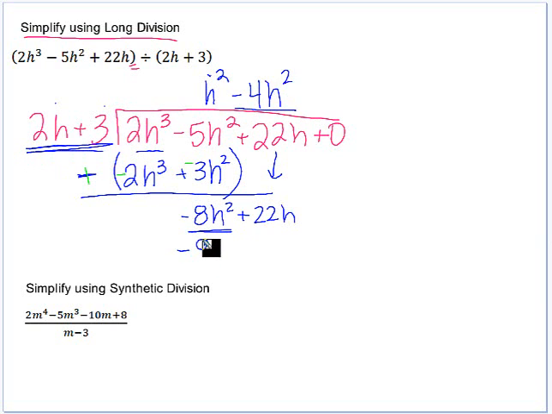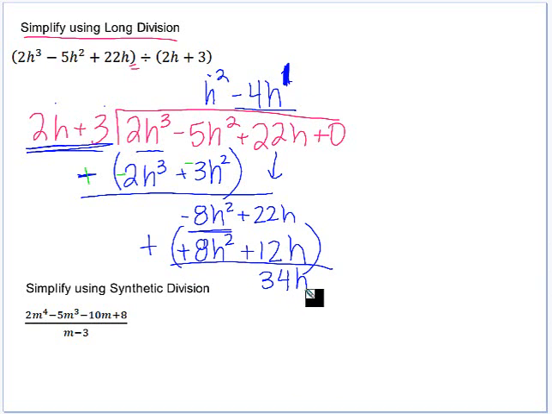Negative 4h squared times 2h is negative 8h squared, and then minus 12h, and this should just be h to the first power. I'm sorry, not h squared up there. So then we once again put this in parentheses and subtract. Change the opposite throughout. The h squareds cancel, and this is then 34h, and we bring down our plus 0.